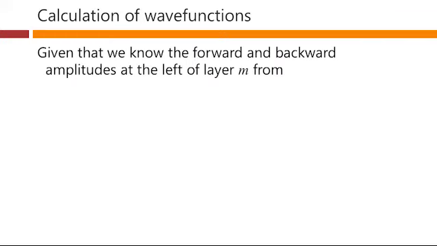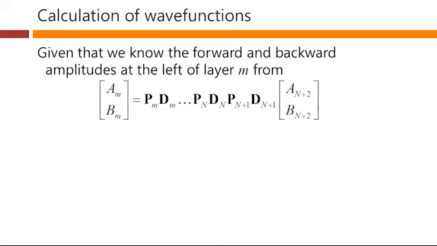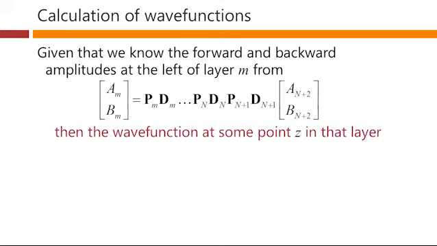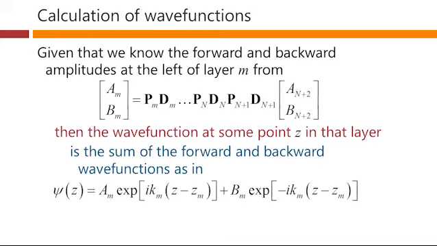And given that we know the forward and backward amplitudes just at the left inside layer M, from this expression here, then the wave function at some point z in that layer is the sum of the forward and backward amplitudes, calculated using this kind of expression here. This is our forward propagating wave, this is our backward propagating wave. We can calculate the total wave at any point inside that entire structure at this energy E for which we're doing the calculation.